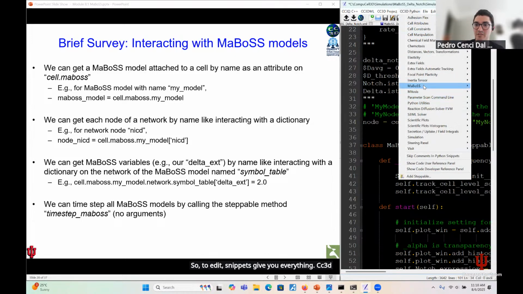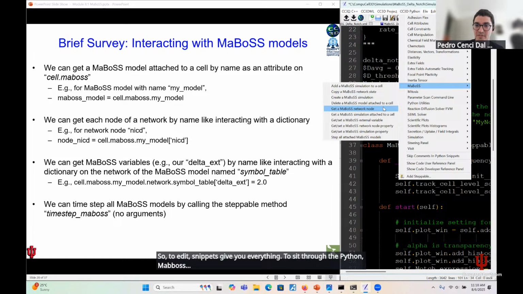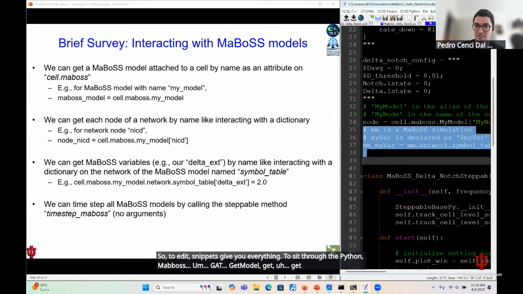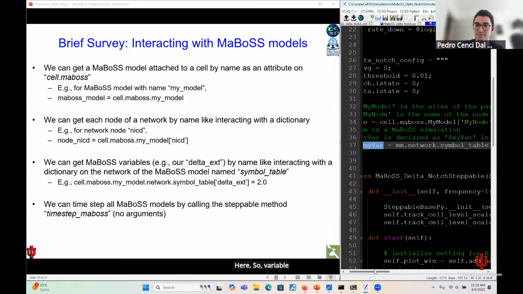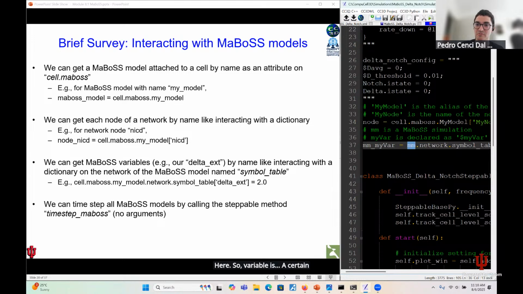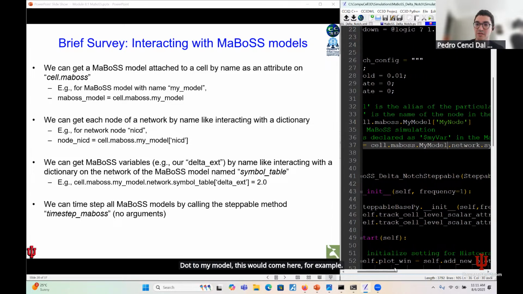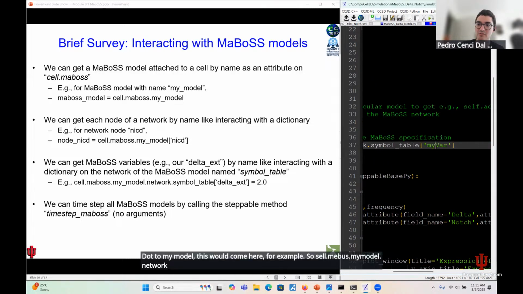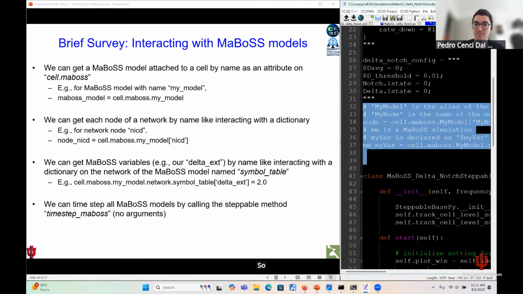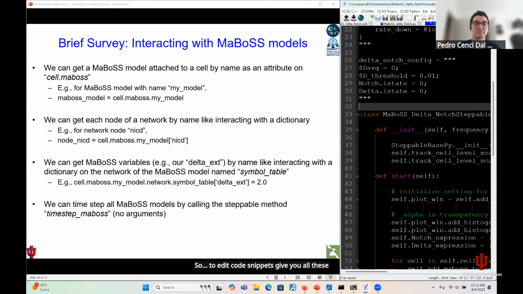CC3D Python, MaBoSS, get model, get external variable here. So variable is a certain model, which is, for example, cell.maboss dot my model. This would come here, for example. So cell.maboss.myModel.network.symbol table, and then the name of the variable here could be DAVG. So Twedit code snippets give you all these commands for you.